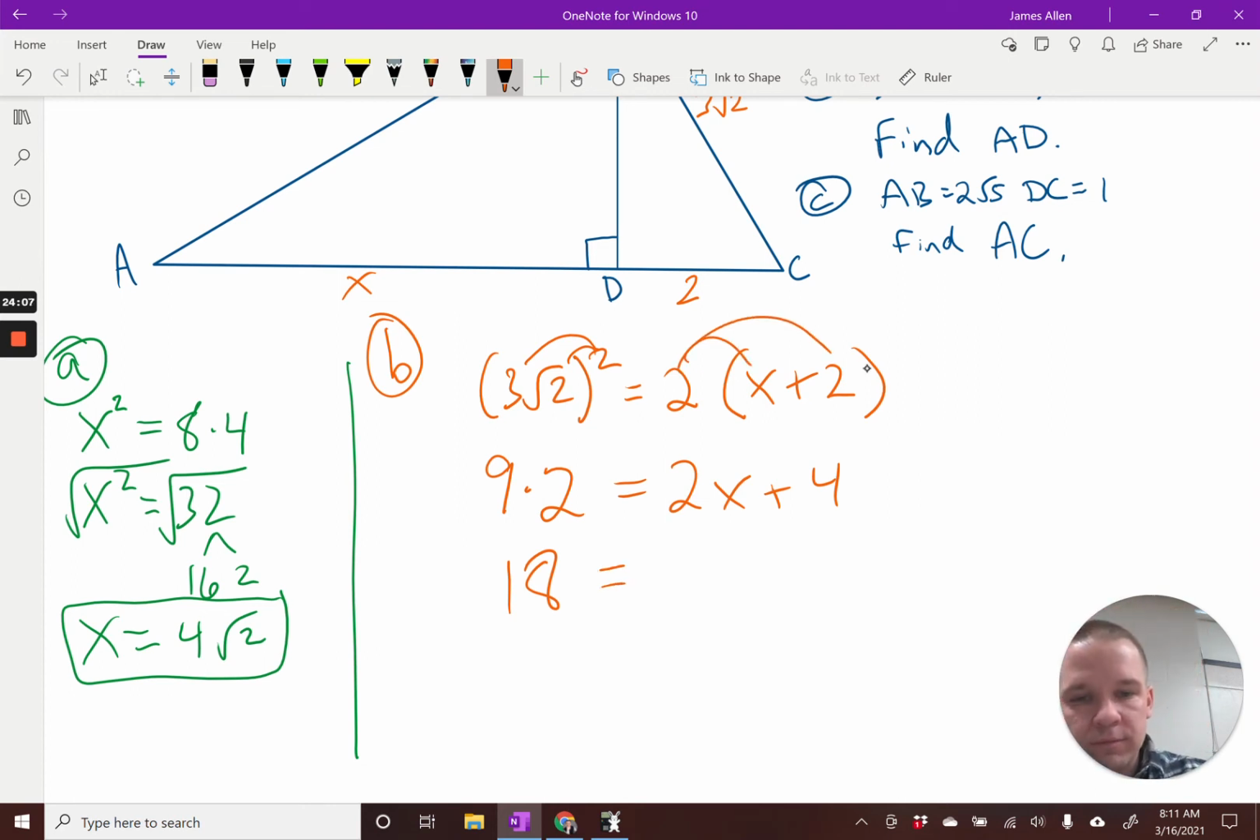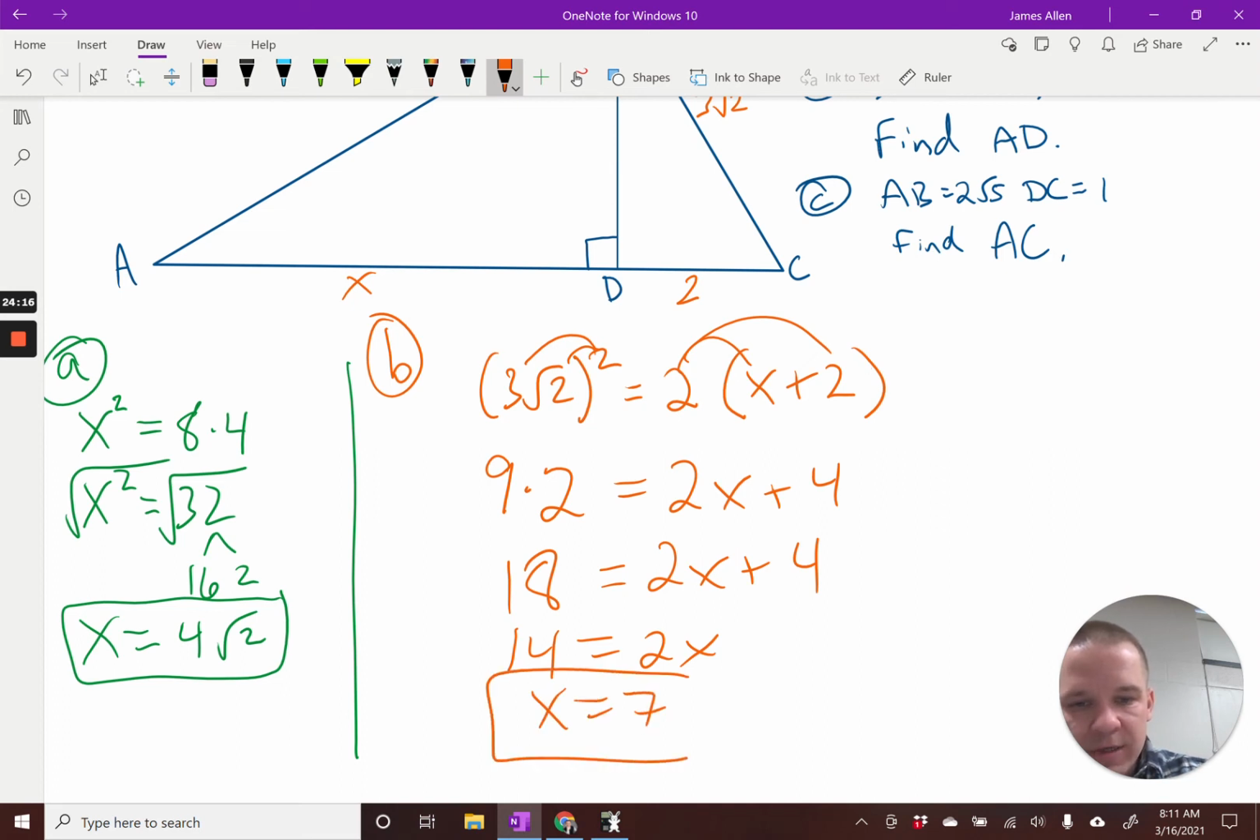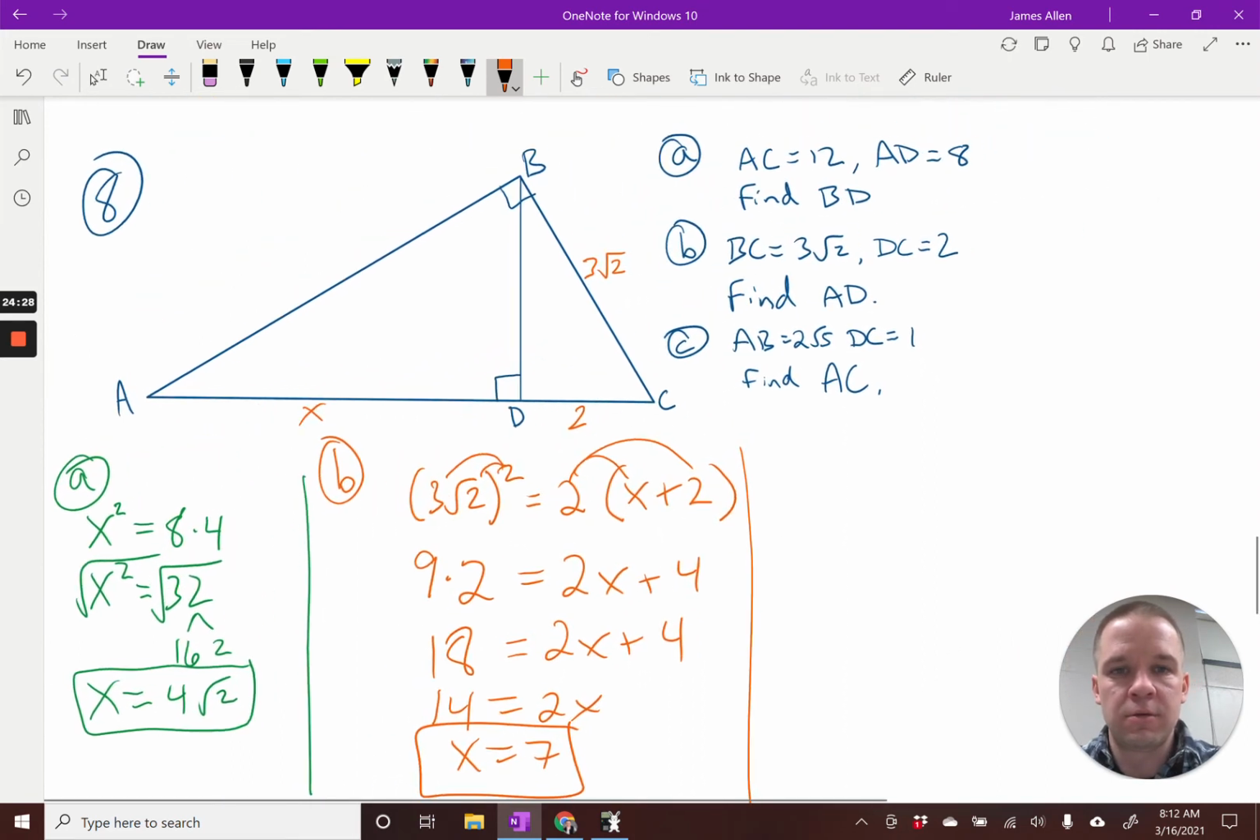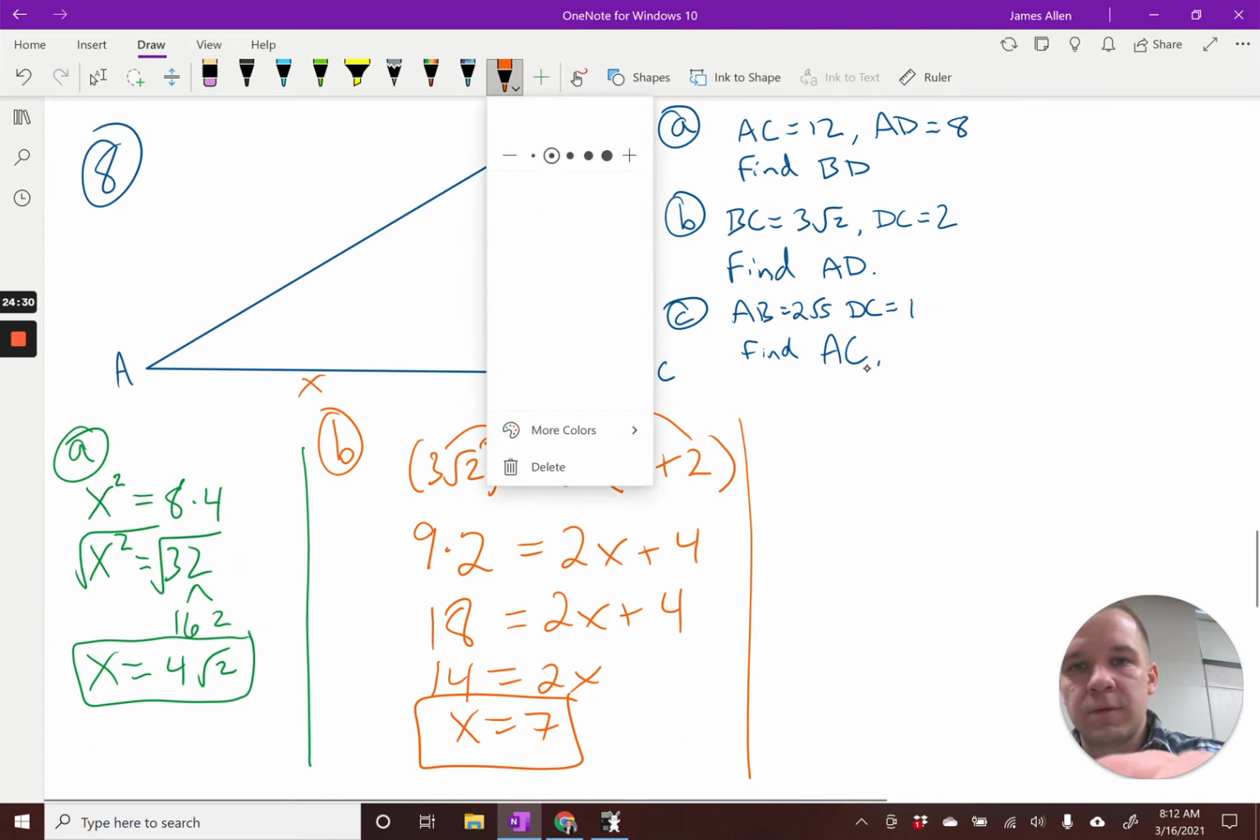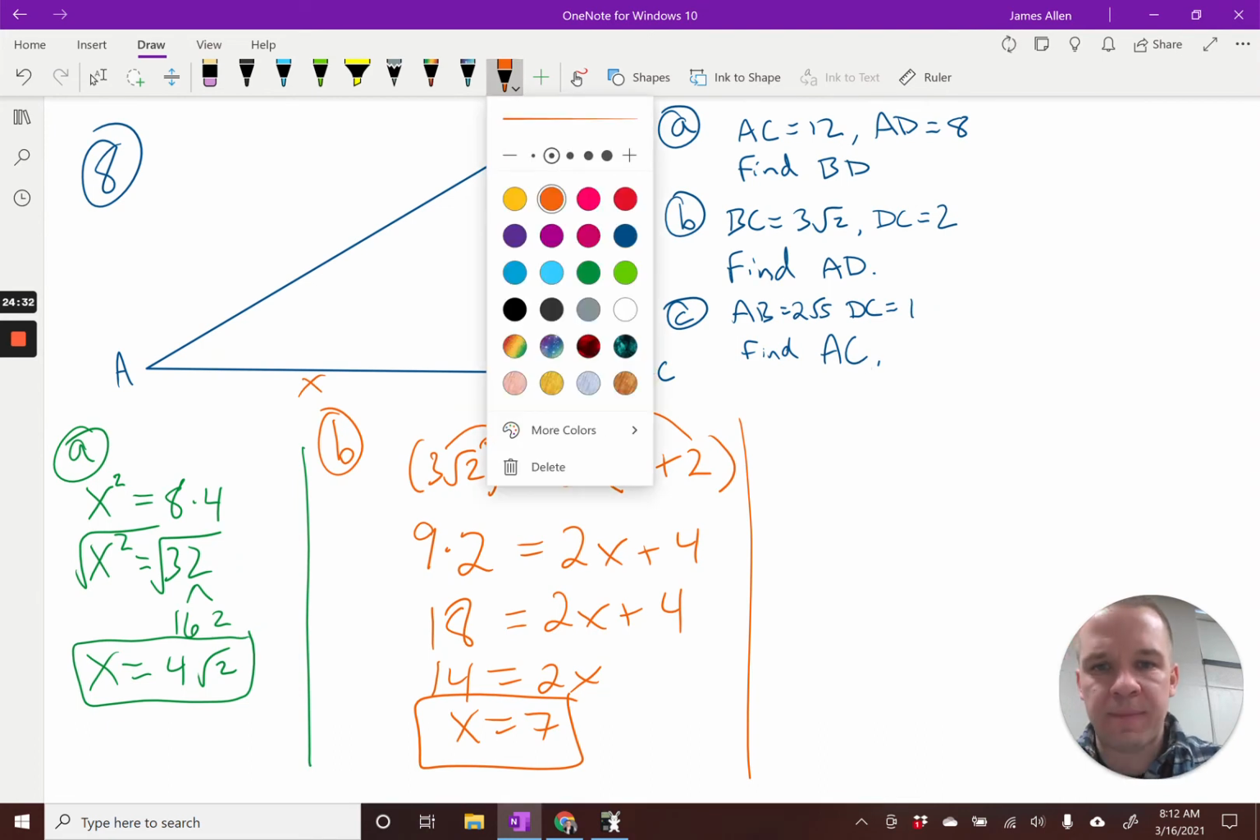Okay. So 18 equals 2x plus 4. Subtract 4, I get 14 equals 2x. So x equals 7. There is my answer. That's AD. AD is 7. If I asked for AC, it'd be 9. Wonderful. Fantastic. All right. On to part C.